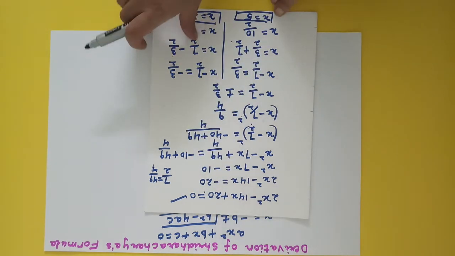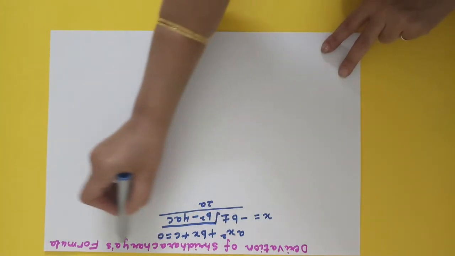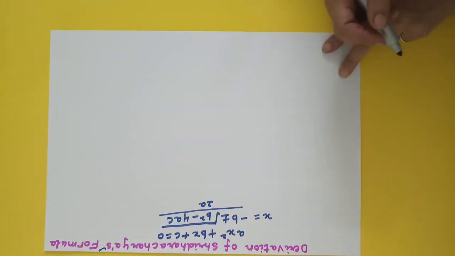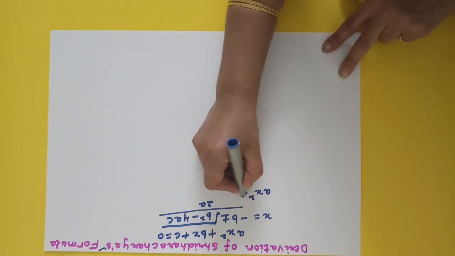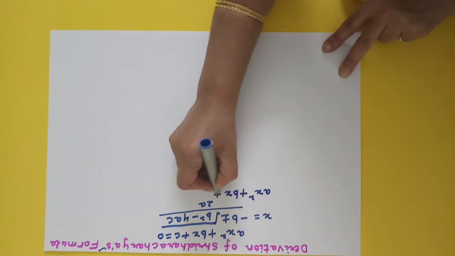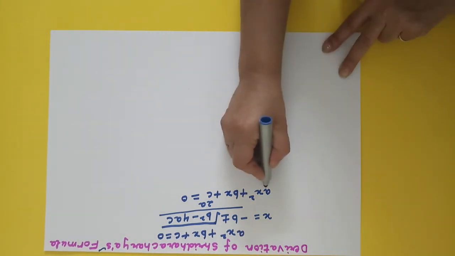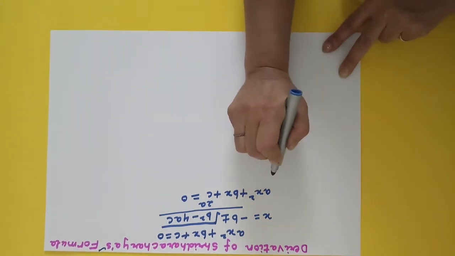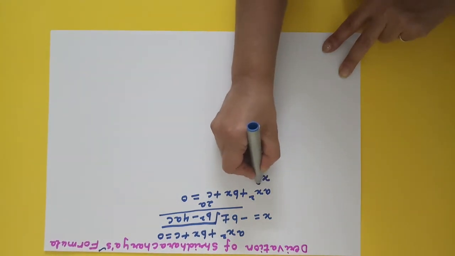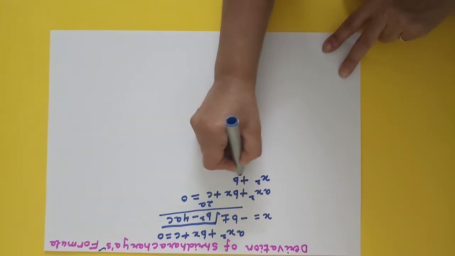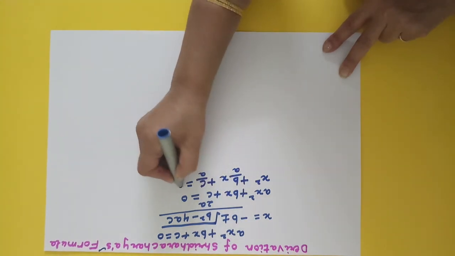Fine. Now we are going to use the same method here in order to derive Sridharacharya's formula. Let's again write this equation: ax square plus bx plus c is equal to 0. Now what do we want? We don't want this a. We want the coefficient of x square as 1. So we'll divide the entire equation by a. So we'll get x square plus b by a x plus c by a equal to 0.